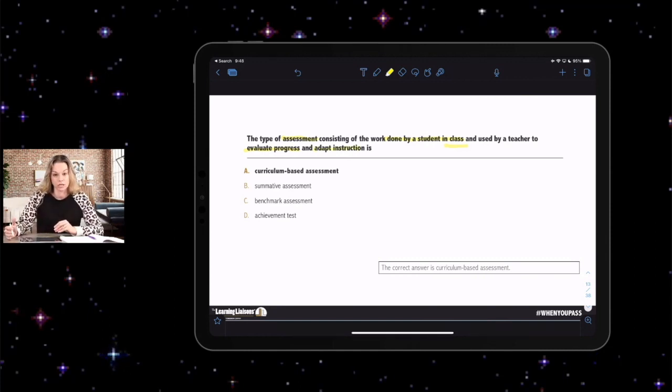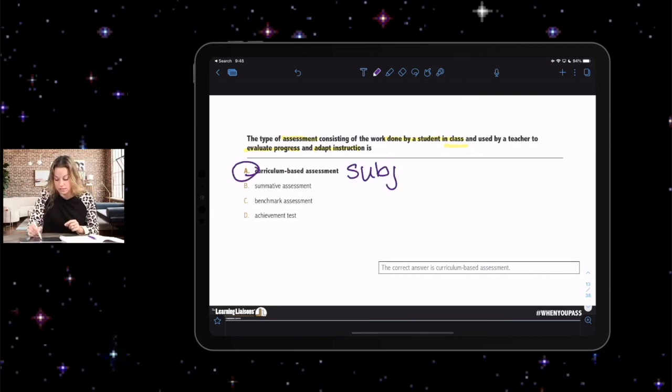So as teachers, we are constantly going to make sure that we're doing what's best for the students and really capitalizing on their strengths while also addressing those areas of weakness so that we can fill any of those holes and work from the foundation up while also having those high expectations and rigor. And that type of assessment is going to be happening all the time, both formally and informally, when we're monitoring our students. So our correct answer here, when we're talking about the work done with a student in class, is curriculum-based. These are going to be all of our different subject areas.